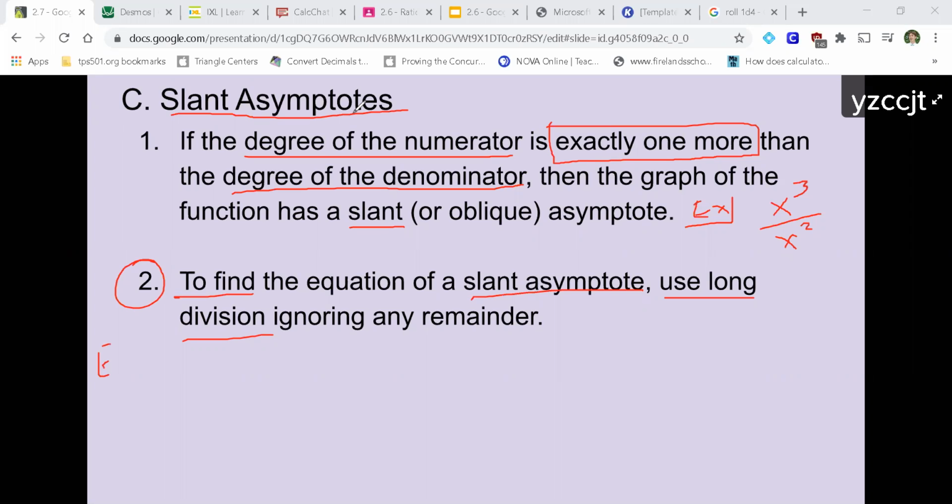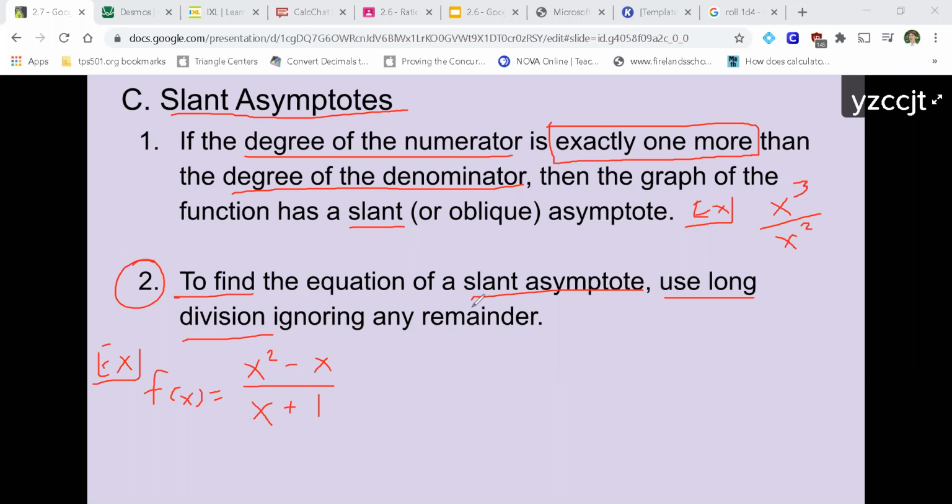For example, let's say f of x was (x squared minus x) over (x plus 1). Does this function have a slant asymptote? Yes, because the degree of the numerator is 2, which is exactly one more than the degree of the denominator, 1.